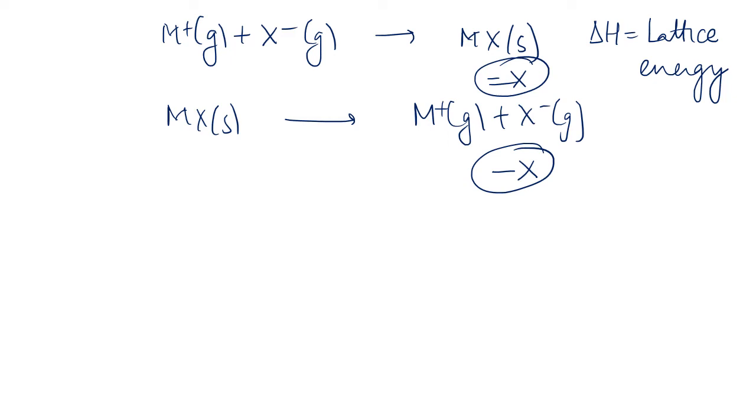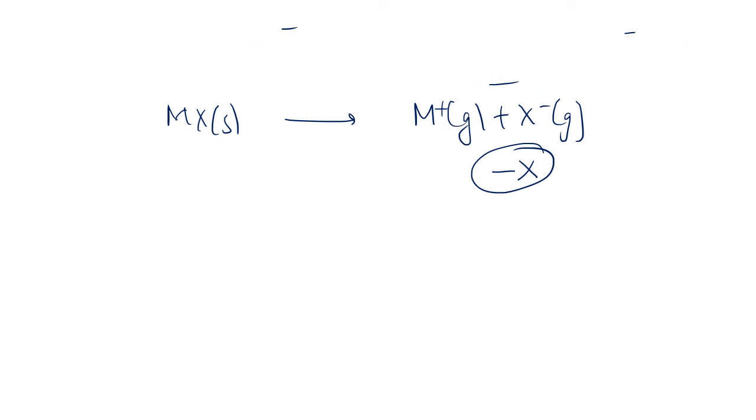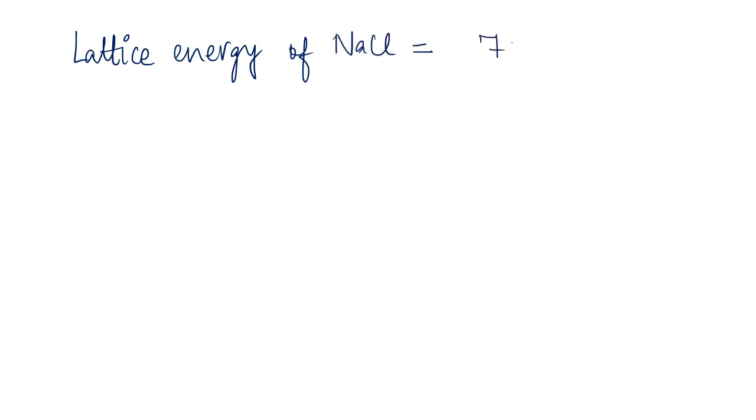उल्टा साइन है, जितनी खर्च हुई उतनी रिक्वायर्ड होगी. So let's talk about the Born-Haber cycle and why do we need it. For example, lattice energy of NaCl. Lattice energy of NaCl is equal to 788 kilojoule per mole.